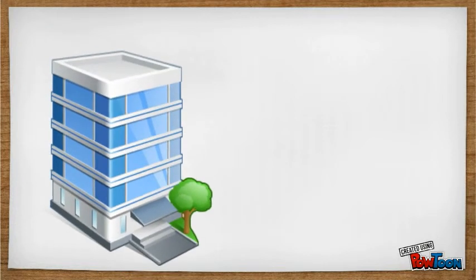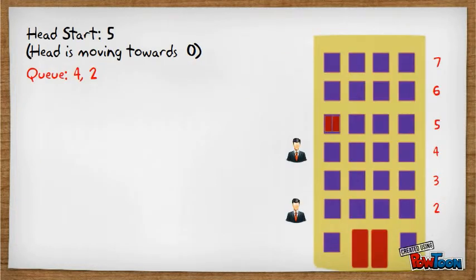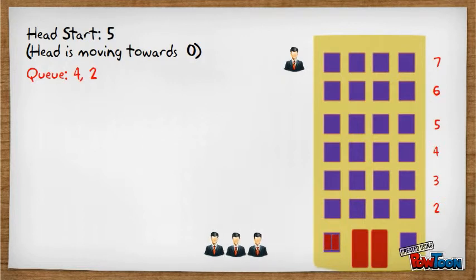Next is the scan algorithm. In this algorithm, the disk arm starts at one end of the disk and moves toward the other end, servicing requests as it reaches each cylinder, until it gets to the other end of the disk. At the other end, the direction of head movement is reversed, and servicing continues. The head continuously scans back and forth across the disk.